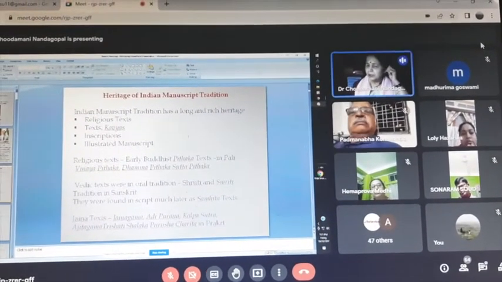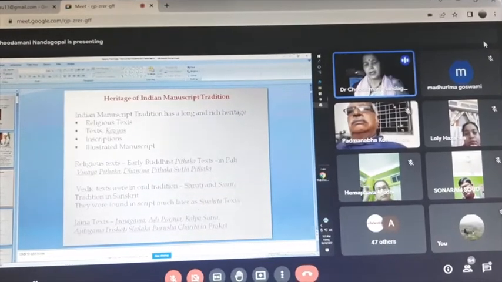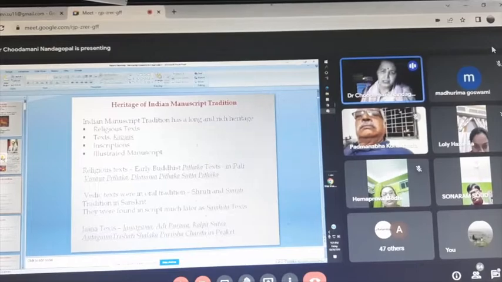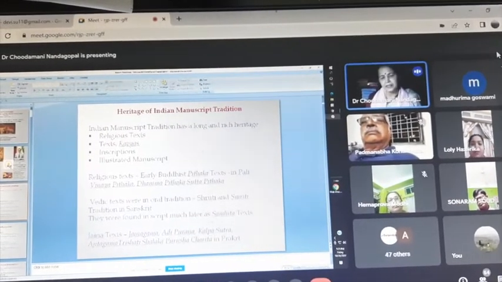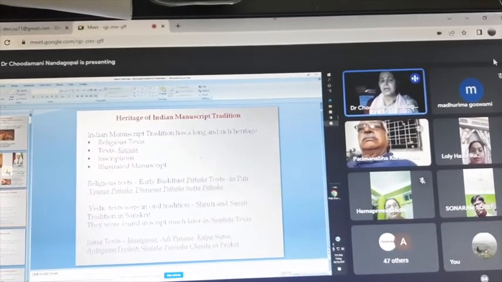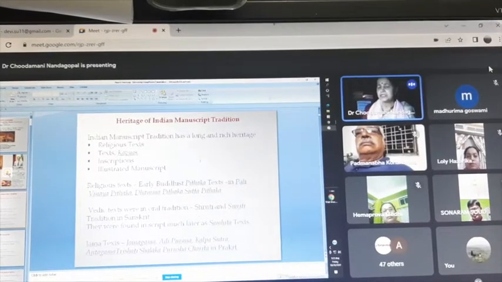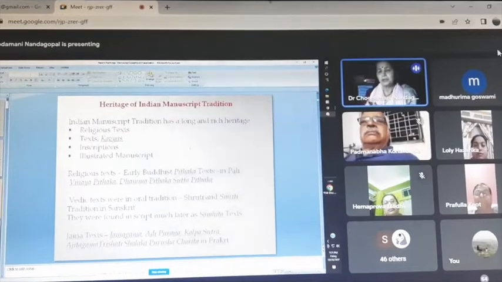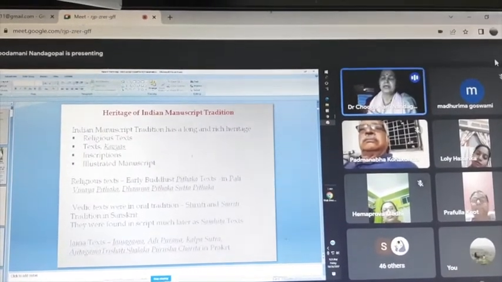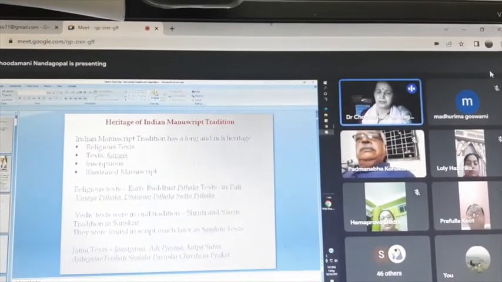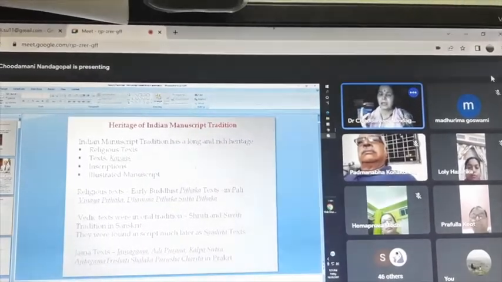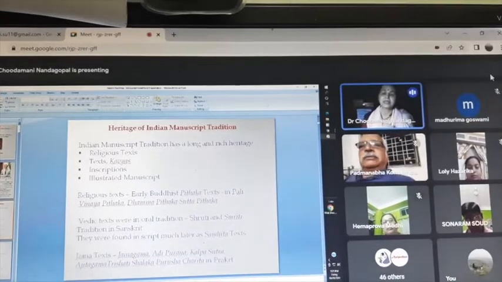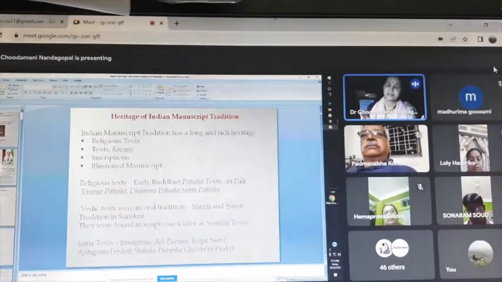Now I would like to take you to a short review of manuscript tradition, Indian manuscript tradition. Indian manuscript tradition has a long and rich heritage, all of us know. Whenever you go to any museum, you will find at least one or two folios of a manuscript, and sometimes they are illustrated, sometimes non-illustrated.